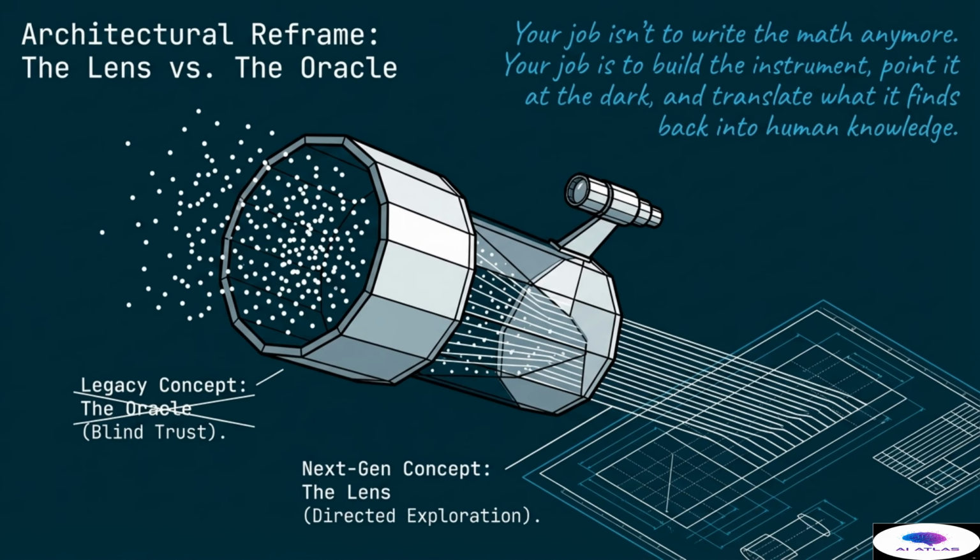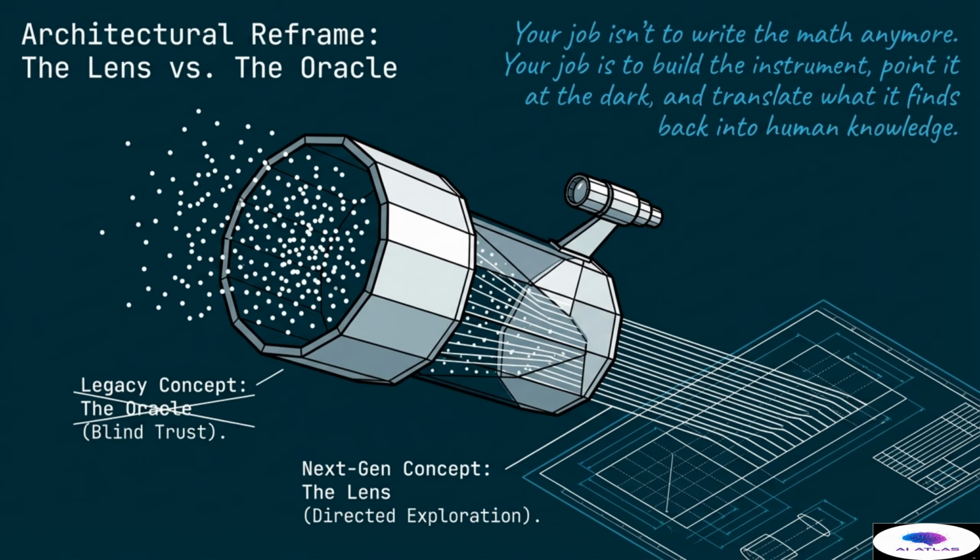In page 14, we propose an architectural reframe, the lens versus the oracle. In the past, we might have viewed AI as an oracle to be trusted blindly. However, the next generation concept is to view AI as a lens for directed exploration. Your job is no longer to write the math yourself. Instead, your job is to build the instrument, point it at the dark areas of our knowledge, and translate what it finds back into human knowledge.